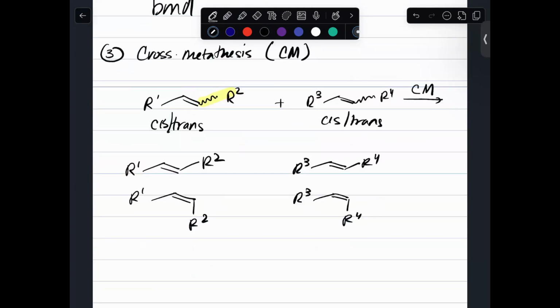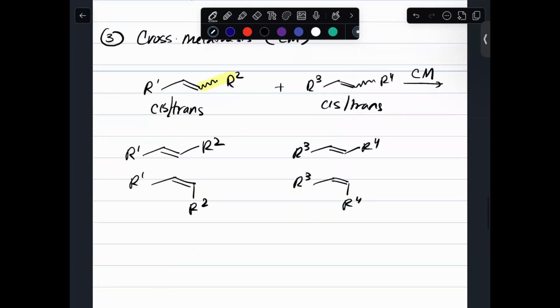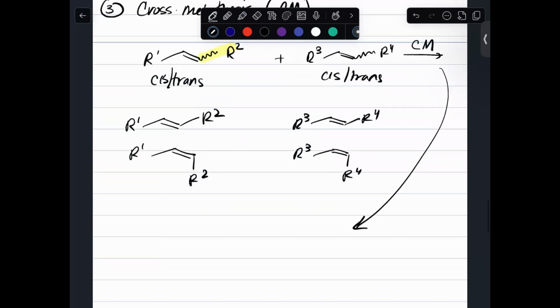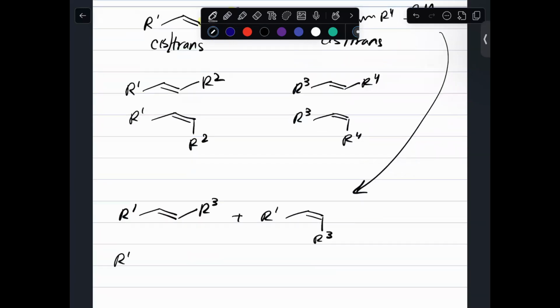You're not limited to just one or the other. But when it comes to cross metathesis, the reason this is the least popular of the three is because it's the least selective. And what I mean by that is that what you can get is a variety of products. You can get the crossing of alkenes, but you can get the trans, you can get the cis, and please notice the different substituents.